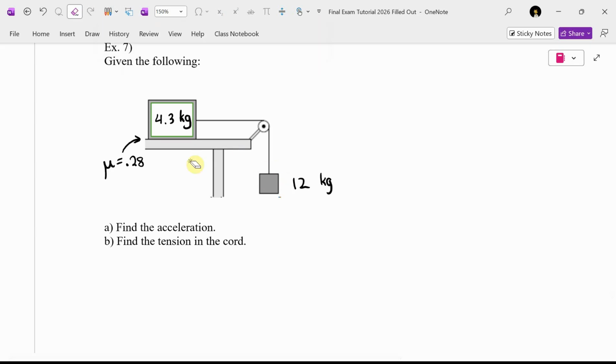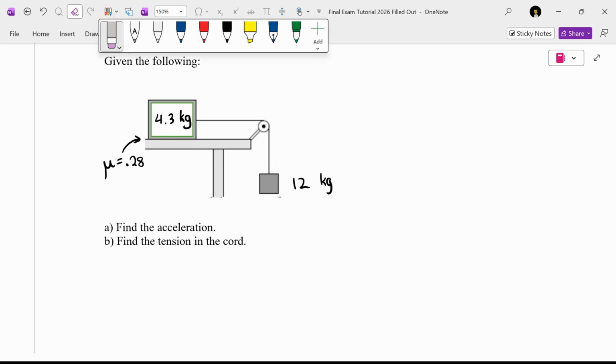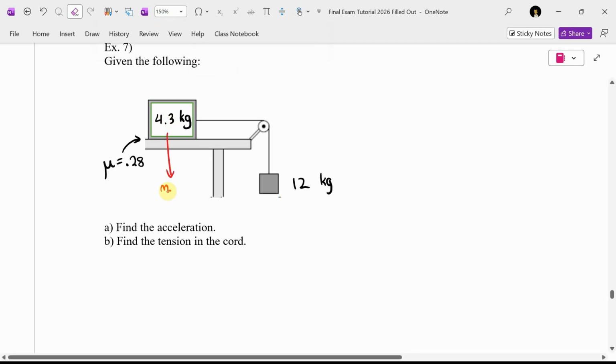Brooklyn, what are the forces acting on the 4.3? Get the obvious one. I'll call that M1G. And I think there's going to be a normal force the same size as M1G. I'll call that normal force number 1 to go with mass number 1. Is there a rope? We have tension.